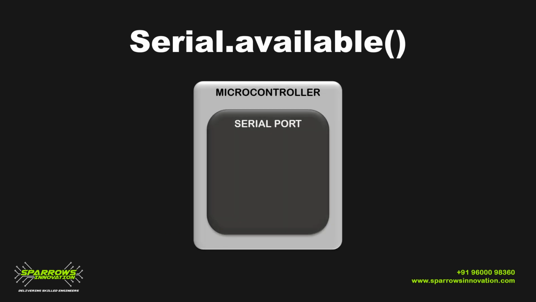See here, inside a microcontroller there is a serial port. The serial port has two memory locations, that is the receiver buffer and the transmitter buffer. Each buffer is an 8-bit memory location. The transmitter buffer will hold the data which is going to be transmitted, and the receiver buffer will have the data which is received serially.